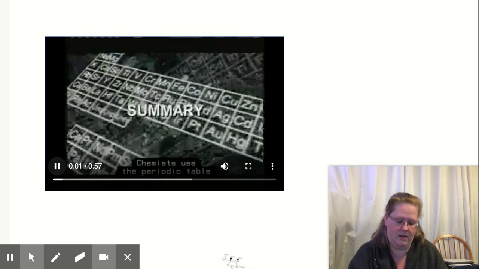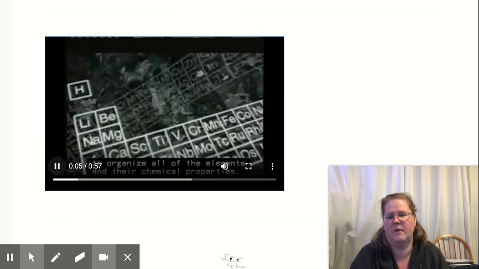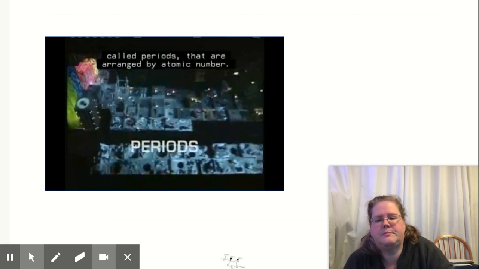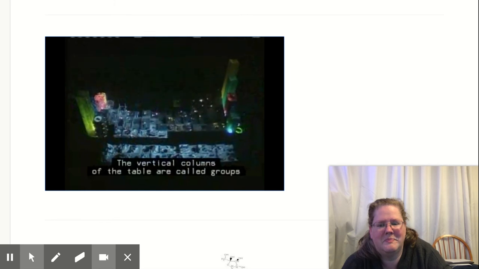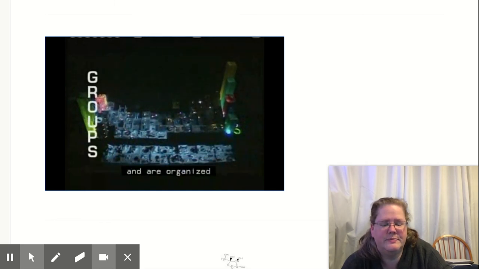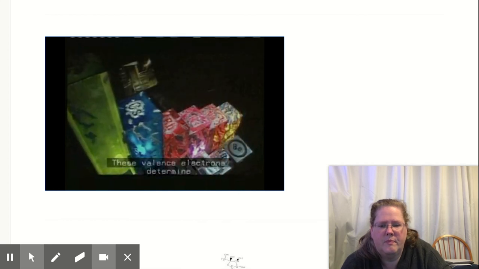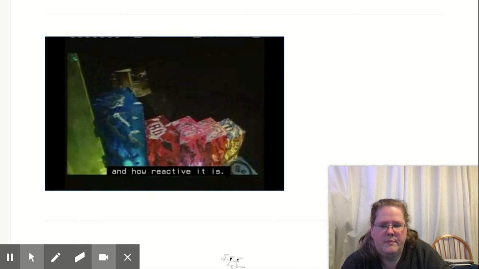Chemists use the periodic table to organize all of the elements and their chemical properties. The periodic table is made up of horizontal rows of elements called periods that are arranged by atomic number. The vertical columns of the table are called groups and are organized by the number of electrons in their outer shells. These valence electrons determine how the atom forms chemical bonds with other atoms and how reactive it is.